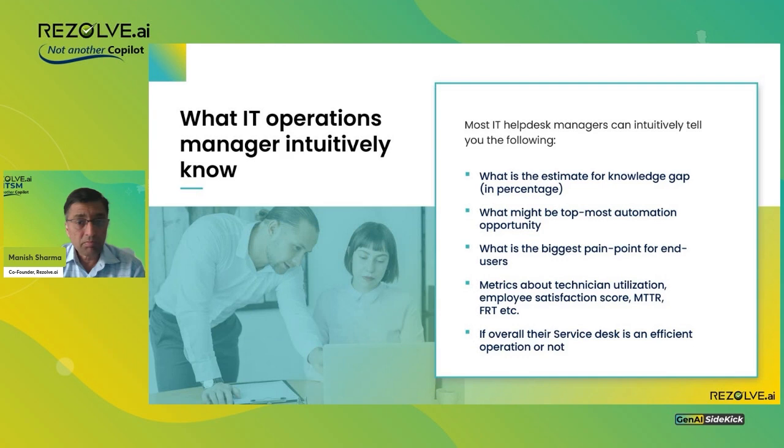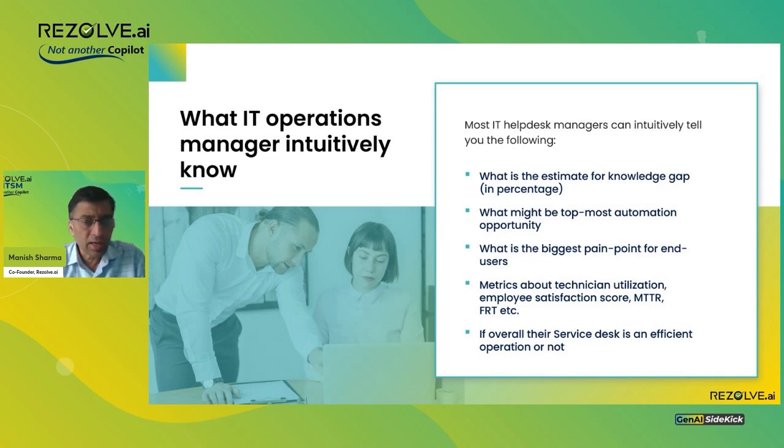I ask them about technician utilization. They know that for sure. I ask them about the employee satisfaction score, the last one that they had. They will know that. They will know about MTTR. They will know about first response. So all these metrics are well known to them. They also have a good sense of whether their service needs more efficiency or not. A lot of people have a very good sense of that. So this is the kind of information that they already have.